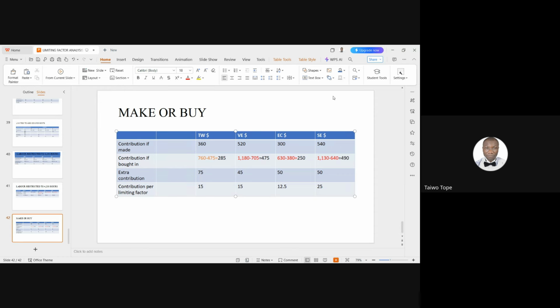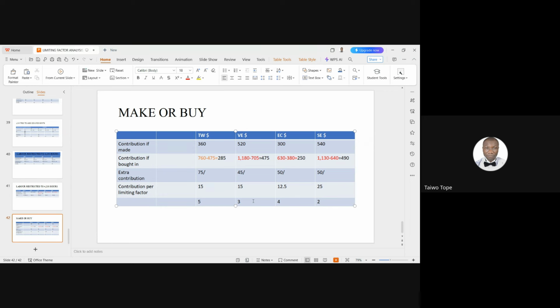So what will now happen? The result will now be what? This should be 5, this should be 3, this should be 4, and this will be 2.